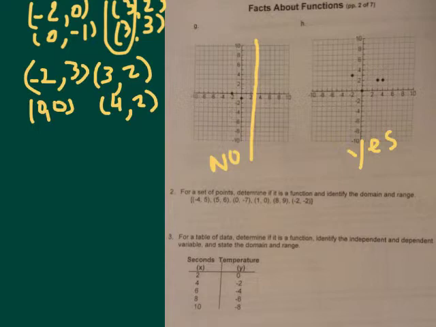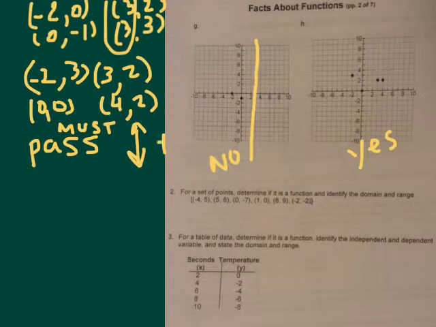So looking at these two, G and H, what can we say about the graph of a function? A graph of a function must pass what I call the vertical line test.